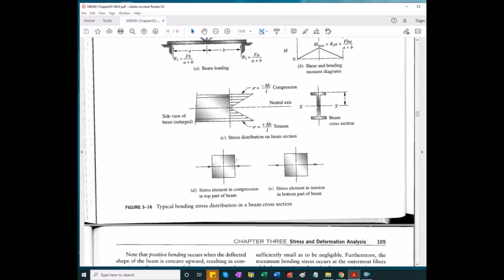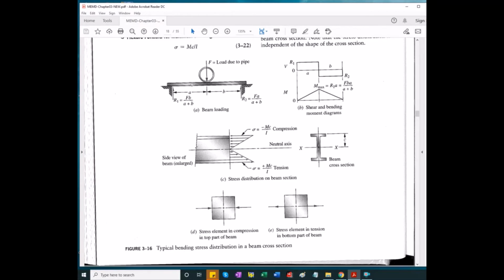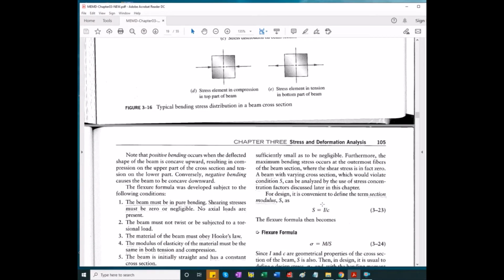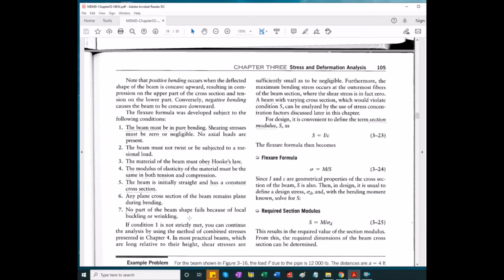So on top, where there's compression, this is how the principal element, an element aligned with the longitudinal axis of the beam, will look. Below, the stresses are away from the surfaces of the small element, and that's tension. Okay. There are some assumptions required in order to apply the flexure formula correctly.